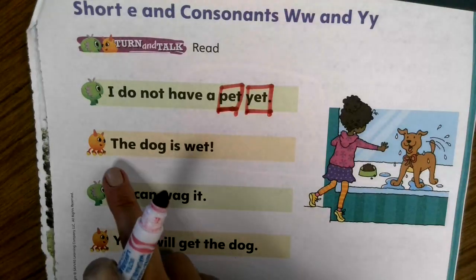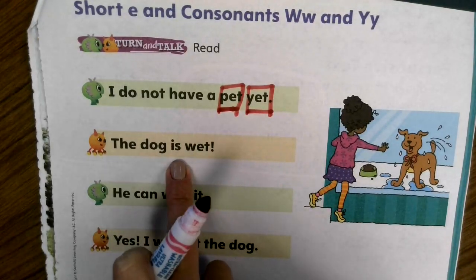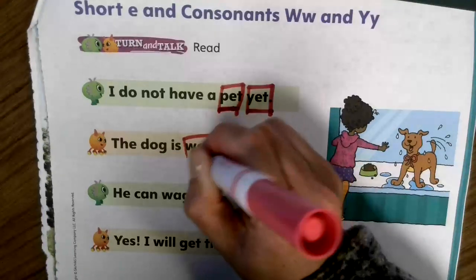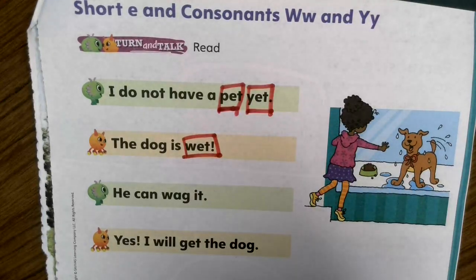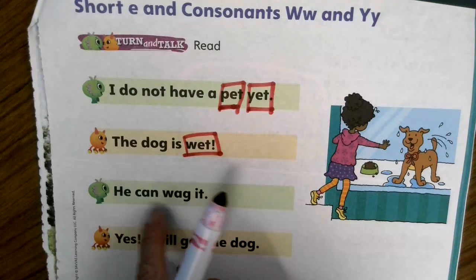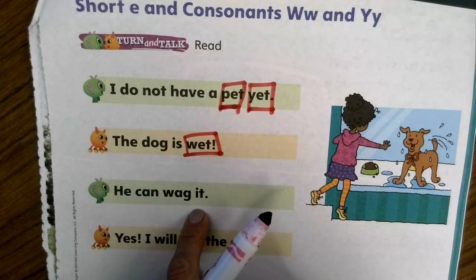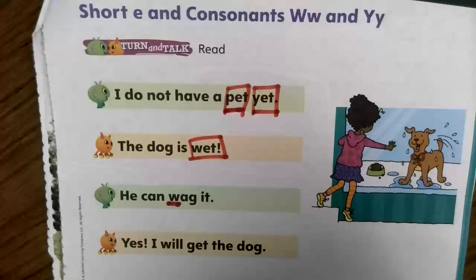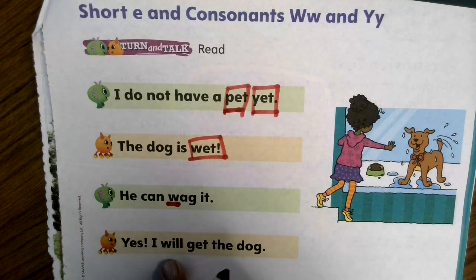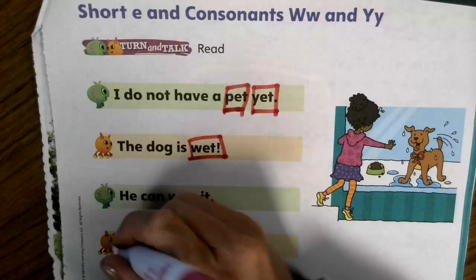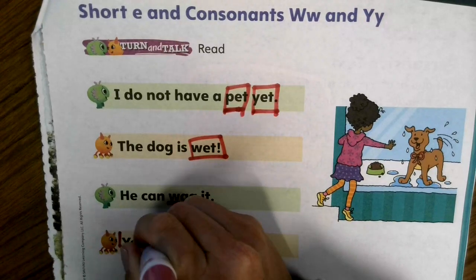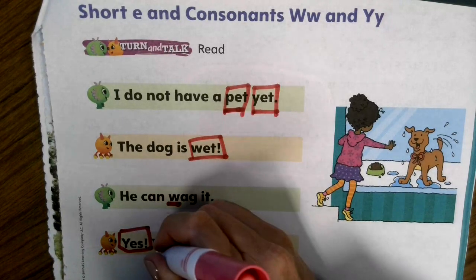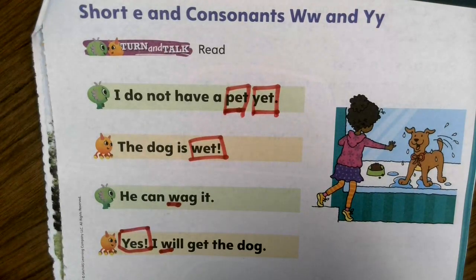This one, the dog is wet. Once again, it has the W and the short E in it. Wet. He can wag it. And there's my w sound, no short E's there. Yes, I will get the dog. So here's my y sound and my short E in yes, yes, and the W sound in will.